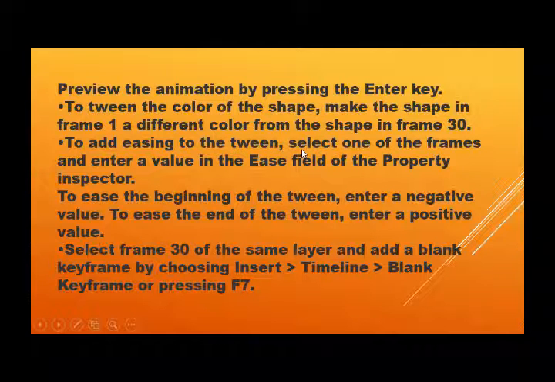Add easing to the tween: select one of the frames and enter a value in the ease field of the property inspector. To ease the beginning of the tween, enter a negative value. To ease the end of the tween, enter a positive value. Just keep it in your mind: beginning means the starting of the tween, then you have to put the negative value, and when you are ending the tween, then you have to put the positive value into it.